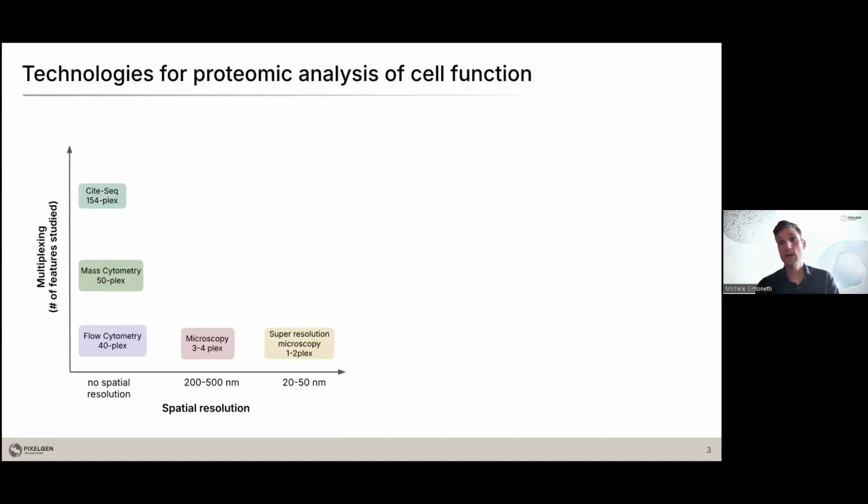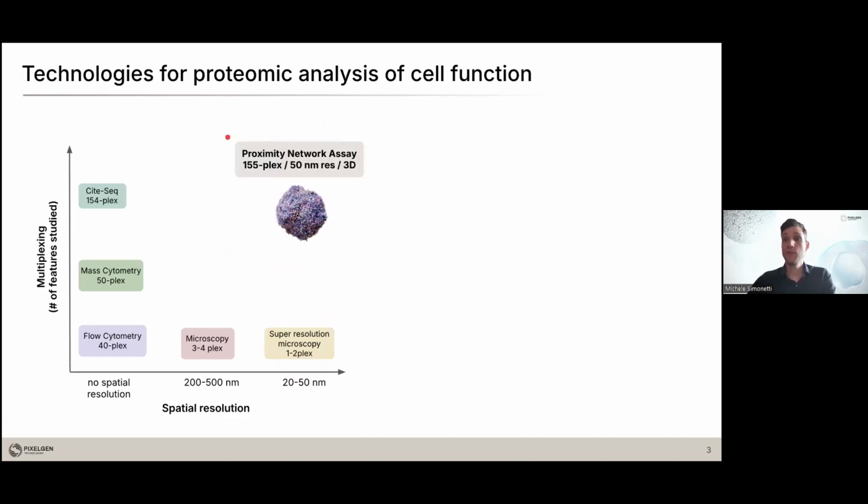On the other hand, if you are interested in the spatial resolution, technologies like microscopy are the gold standard. Super resolution microscopy is a perfect example, very high resolution, down to 20 nanometer, but limited in the number of markers that can be studied simultaneously. So there is this kind of gap here.